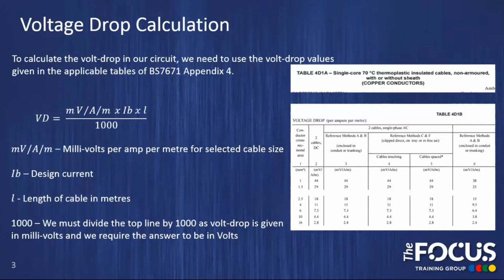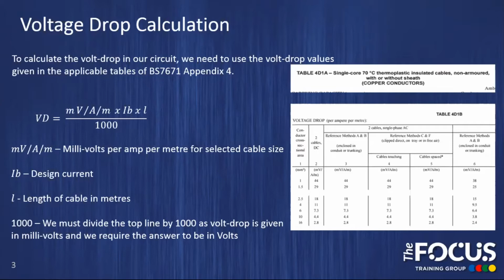To be able to perform the voltage drop calculation, we need some volt drop values, and they are given to us in the applicable tables of BS 7671 Appendix 4. From the last video looking at how we size our circuit conductor, you may recognise some of these tables, as they usually come in pairs. The first one would be to show the current carrying capacity of the conductors, and then the partner table would show the voltage drop for each conductor.